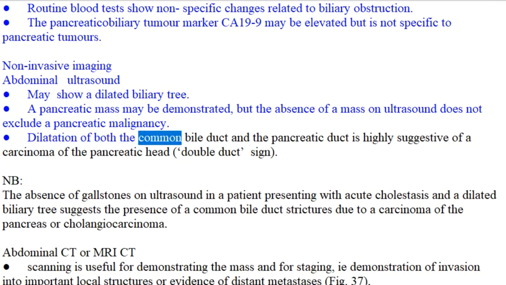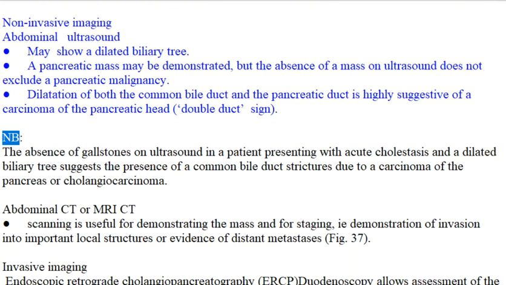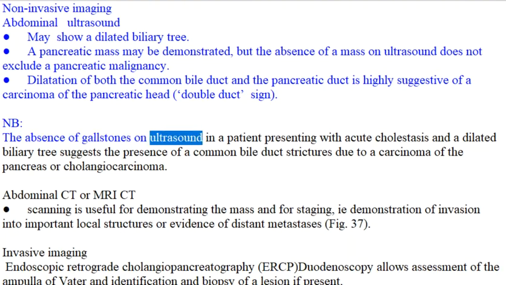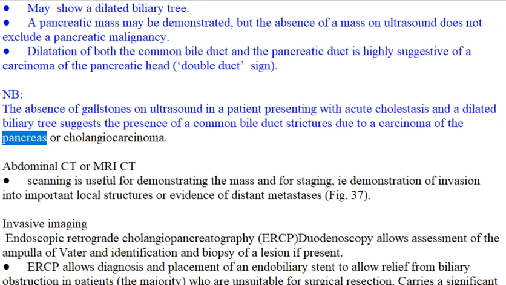Dilatation of both the common bile duct and the pancreatic duct is highly suggestive of a carcinoma of the pancreatic head, double duct sign. NB. The absence of gallstones on ultrasound in a patient presenting with acute cholestasis and a dilated biliary tree suggests the presence of a common bile duct stricture due to a carcinoma of the pancreas or cholangiocarcinoma.